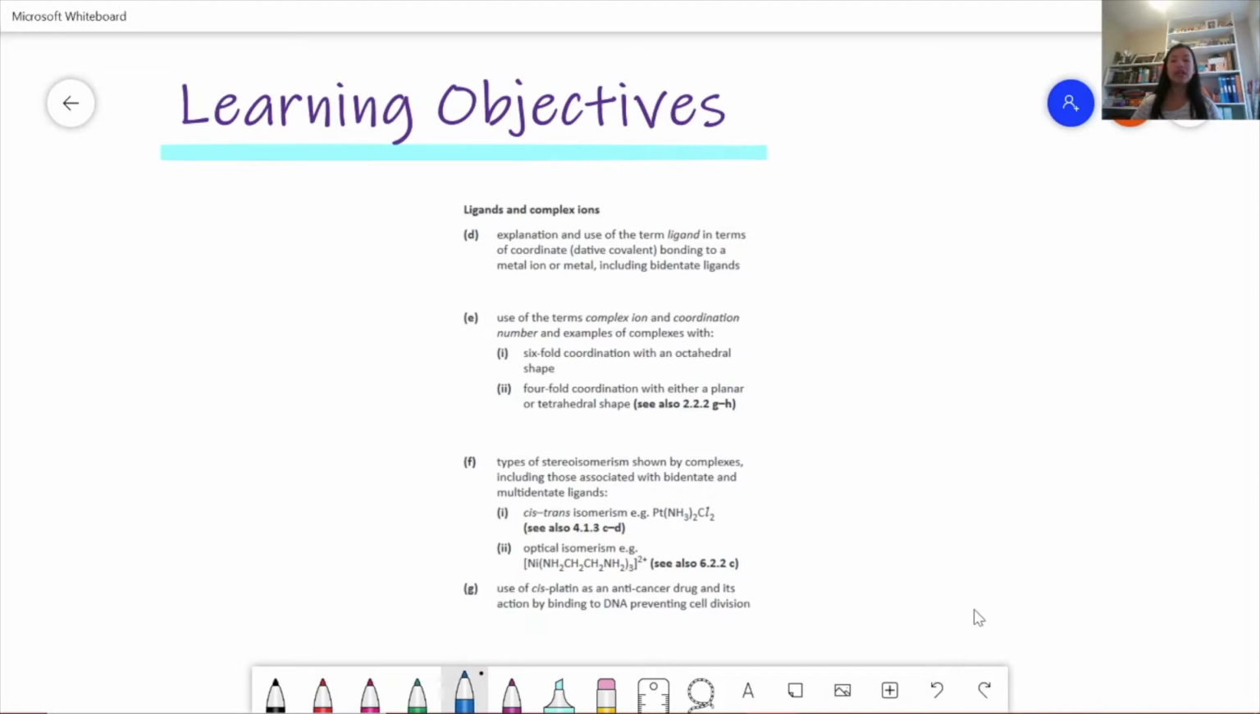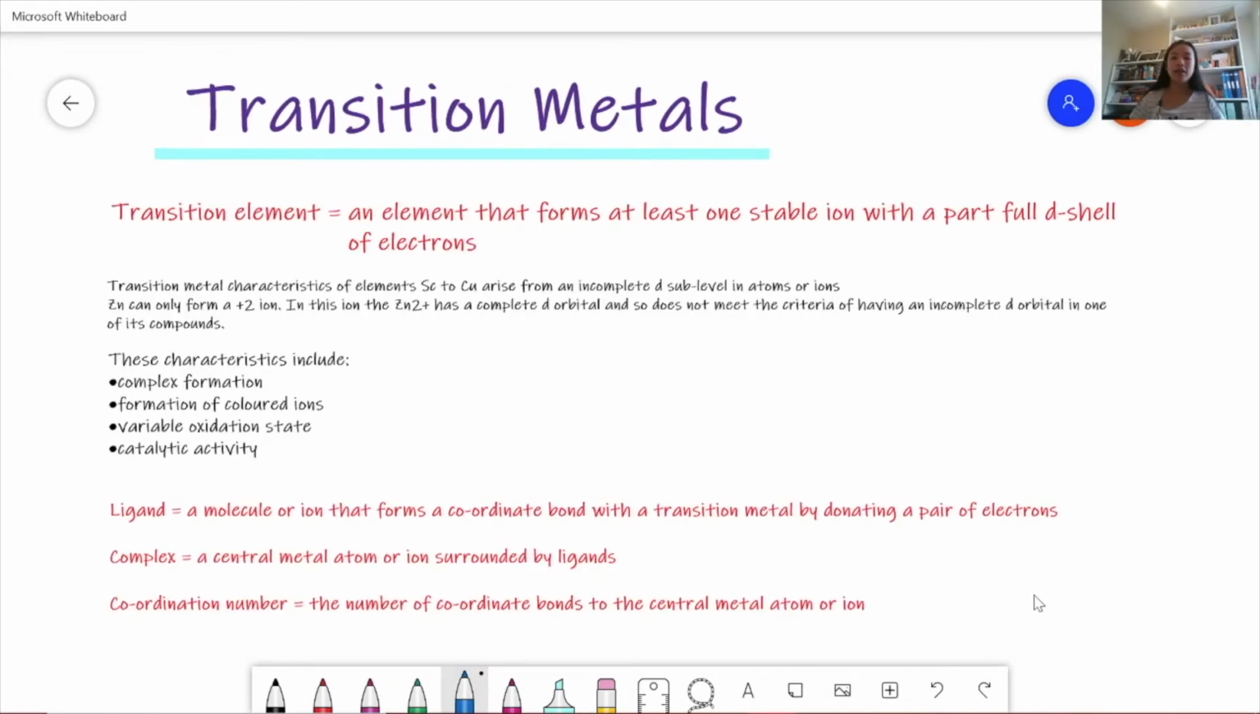Then we're going to look at the types of stereoisomerism shown by complexes, including those associated with bidentate and multidentate ligands. So, for example, cis-trans isomerism in platinum NH3 2 Cl2 and optical isomerism. We're then going to look at the use of cisplatin as an anti-cancer drug and its action by binding to DNA, preventing cell division. So firstly, we're going to introduce transition metals.